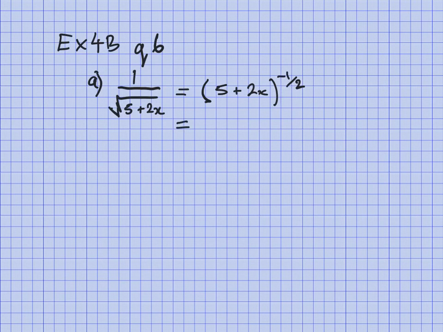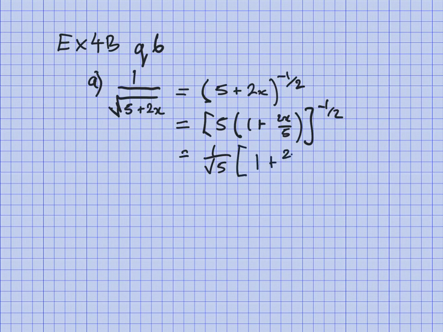But we can't do it yet because, before we can expand one of these, we need this term to equal 1. So we're going to divide everything by 5. That gives me 5 times 1 plus 2x over 5, all to the power of minus half. And now I'm going to rewrite that as 1 over root 5 times 1 plus 2x over 5 all to the minus a half.